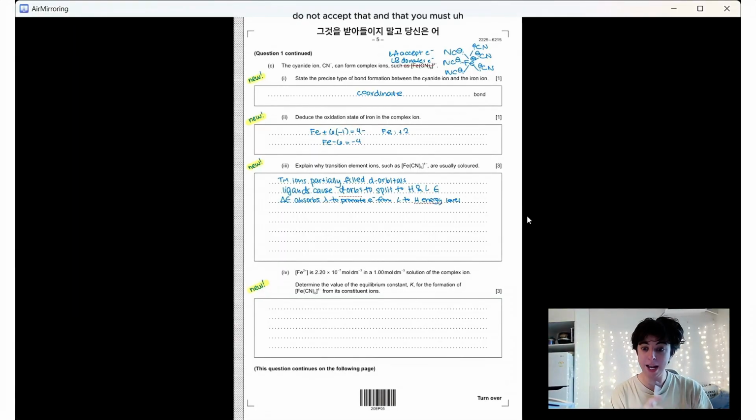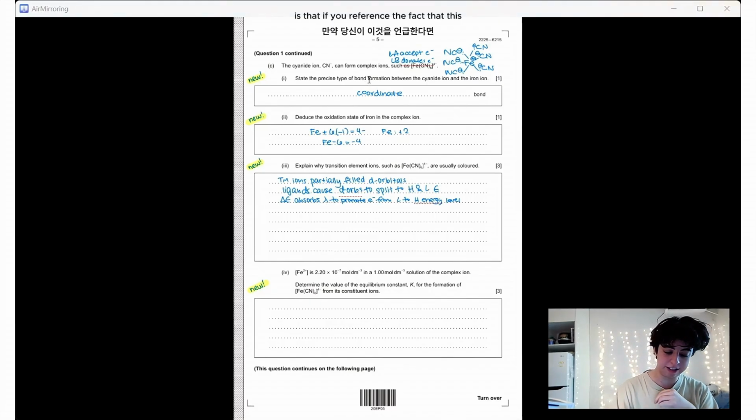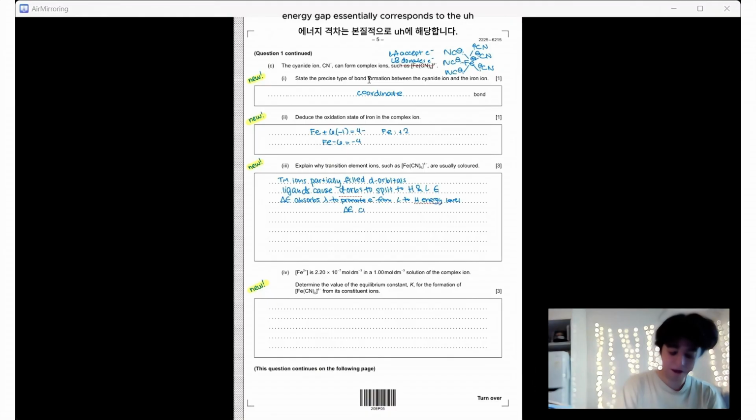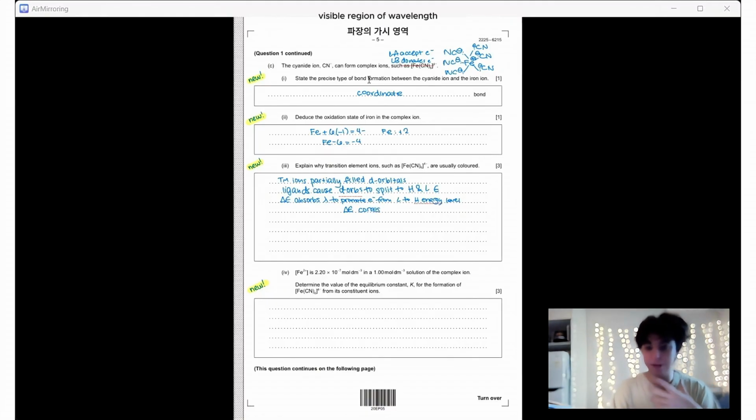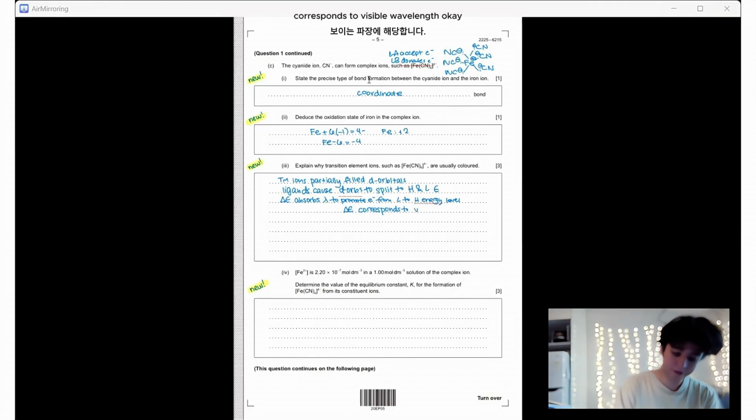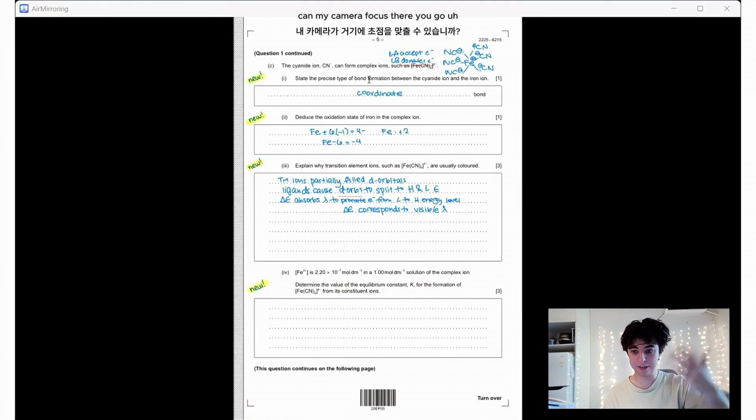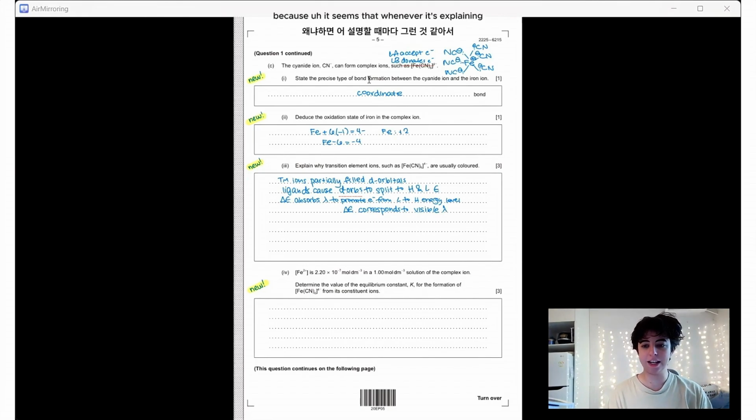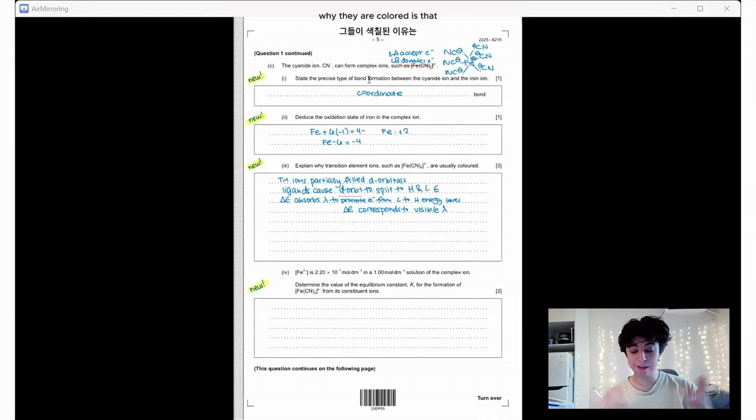Okay, thank you, me from the past. Continue. And it specifically says do not accept that, and that you must instead reference the fact that this energy gap corresponds to the visible region of wavelength, visible wavelength. Okay, can my camera focus? There you go. Because it seems that whenever it's explaining why they are colored, they want more of a focus on why they are colored in the first place and not so much what color is being shown, if that makes sense.